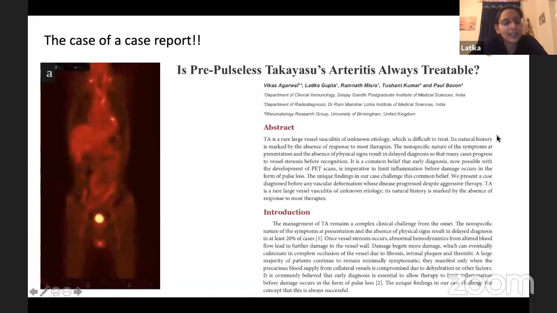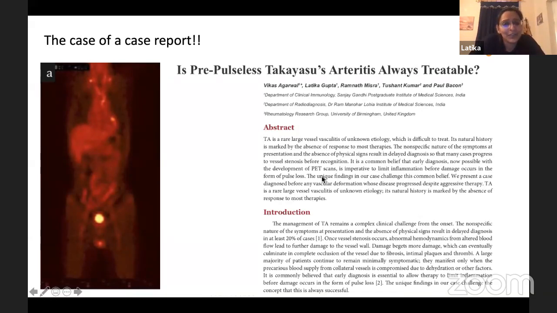So let me take you back a few years to this experience of ours, where we had this young boy report to us who presented with high-grade fever, basically pyrexia of unknown origin, which went undiagnosed for months until we conducted a PET scan, and all his vessels lit up. This was a case of prepulseless Takayasu's arthritis, and the fact that it did not improve with any therapy is another story, which we'll keep for another day.